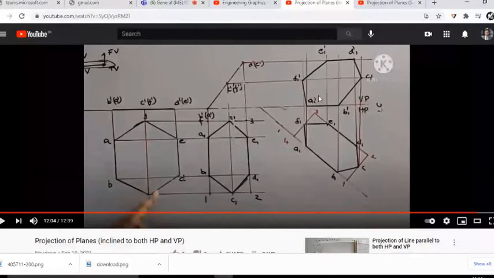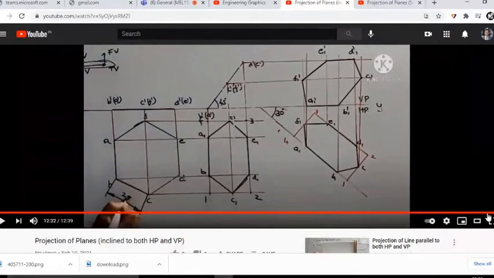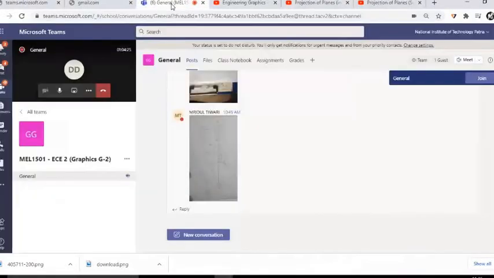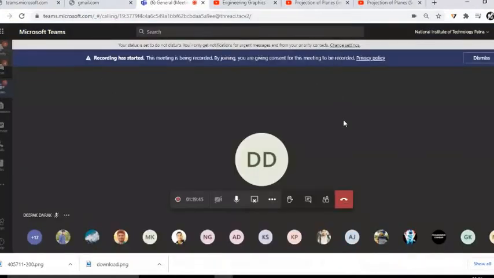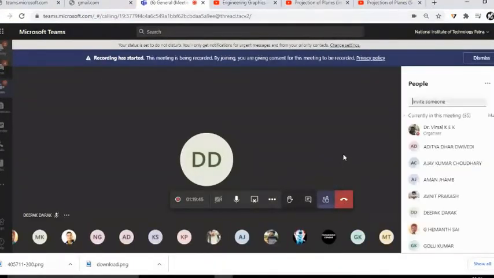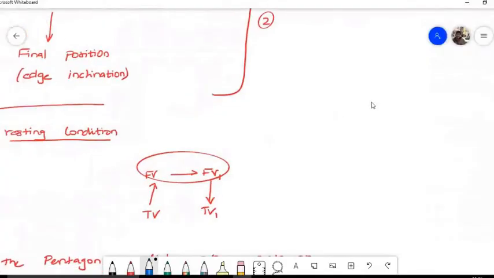Okay. Now finally you need to dimension three things. One is the side of the hexagon, the angle of surface inclination and the angle of edge inclination. So something like this, the 30 degree, 45 degree and the side of the hexagon needs to be drawn. Okay, so any doubts in this? So this is what the projection of planes is about.